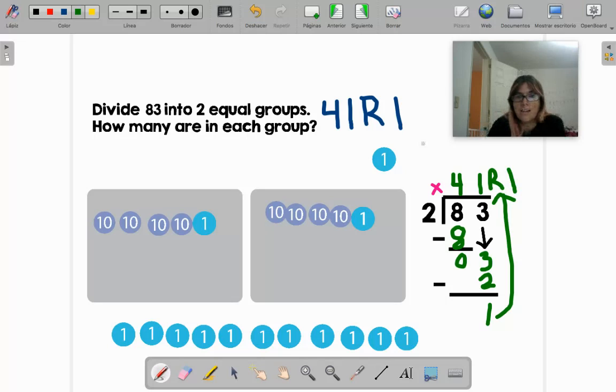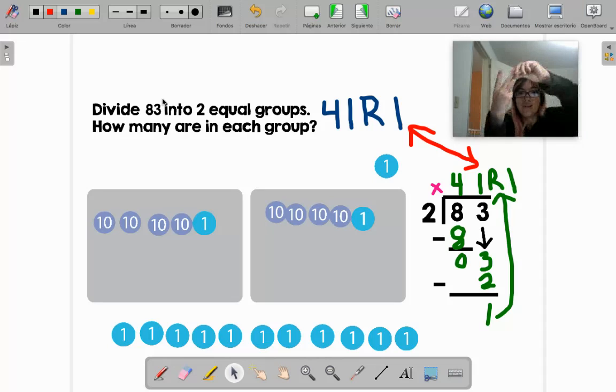41 remainder 1. Do you see that we have the same answer in the 2? This is what I wanted to explain, and I stopped the video before in the last one. So remember that sometimes if you cannot divide 1 at the end, that's your remainder. Okay? And that's why we review even and odd numbers, because 83 is odd. If we just look at the 3, we have 2 and 1 alone. So when a number is odd and you break it into 2 groups, you always are going to have 1 outside that we cannot divide.